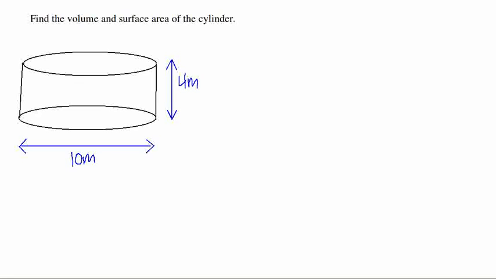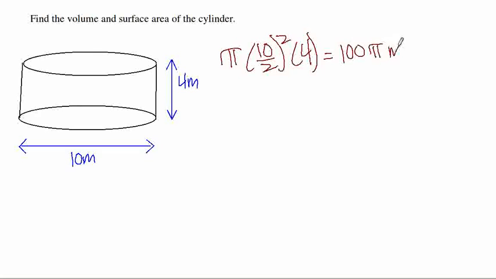All right, so I'll go ahead and work it out as well. For the volume, pi r squared times h, pi times the radius squared times the height, in other words. So pi times 10 divided by 2 squared times 4, because 10 is not the radius. So that gives 100 pi cubic meters for the volume.